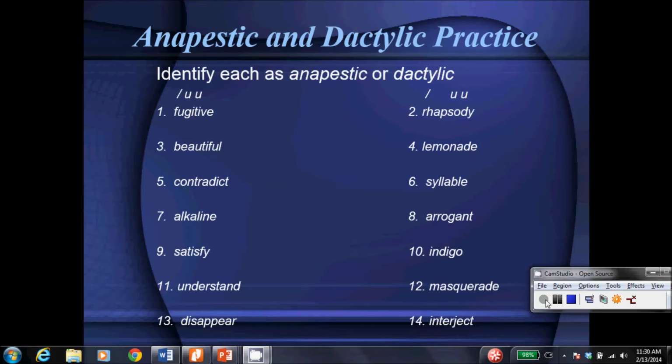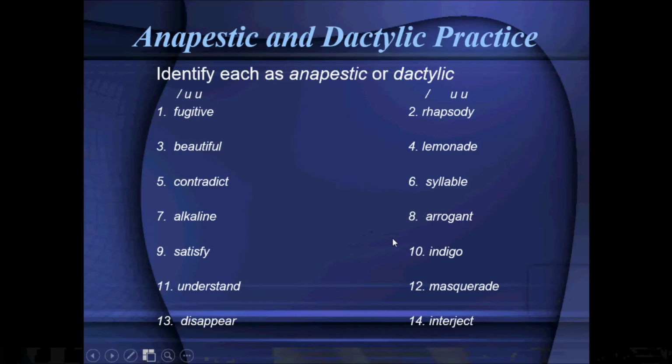We're coming to the end here, so if you need more time, make sure you just pause the video. All right, we got beautiful and lemonade. Beautiful is stressed at the beginning, beautiful. That's dactylic then, and lemonade is anapestic.